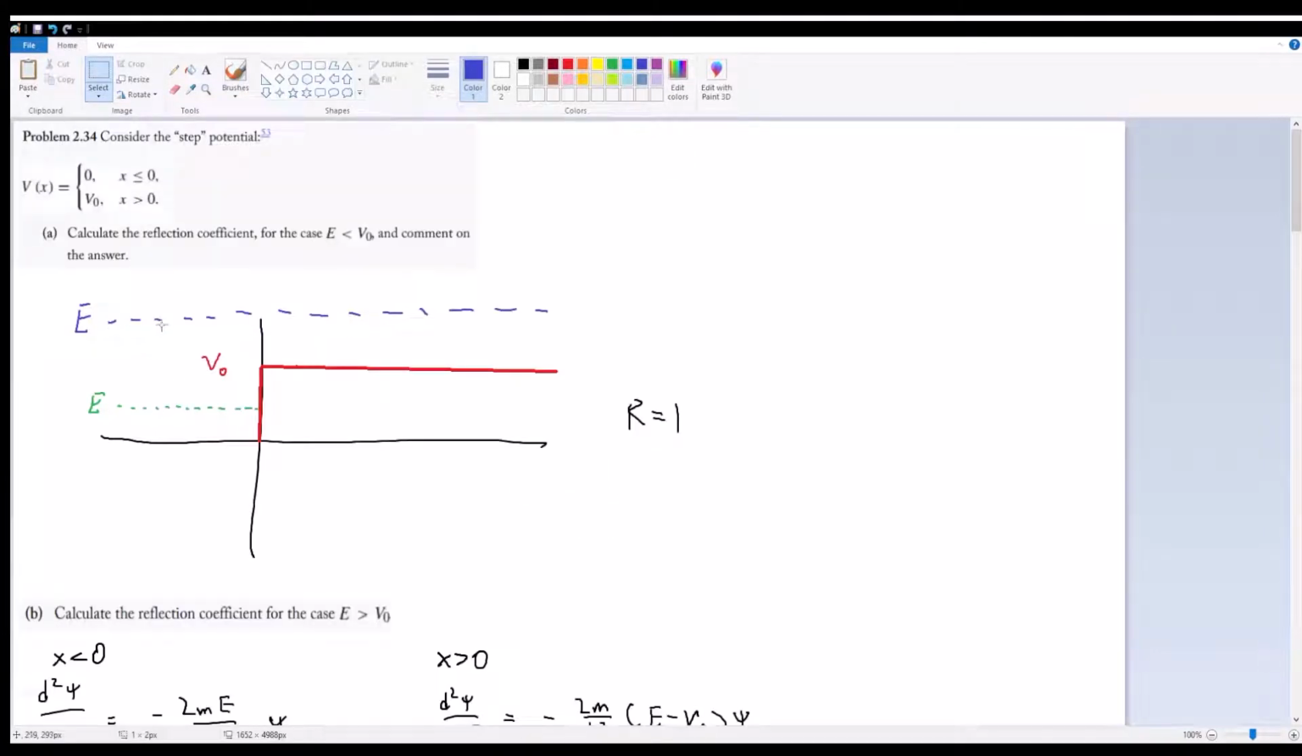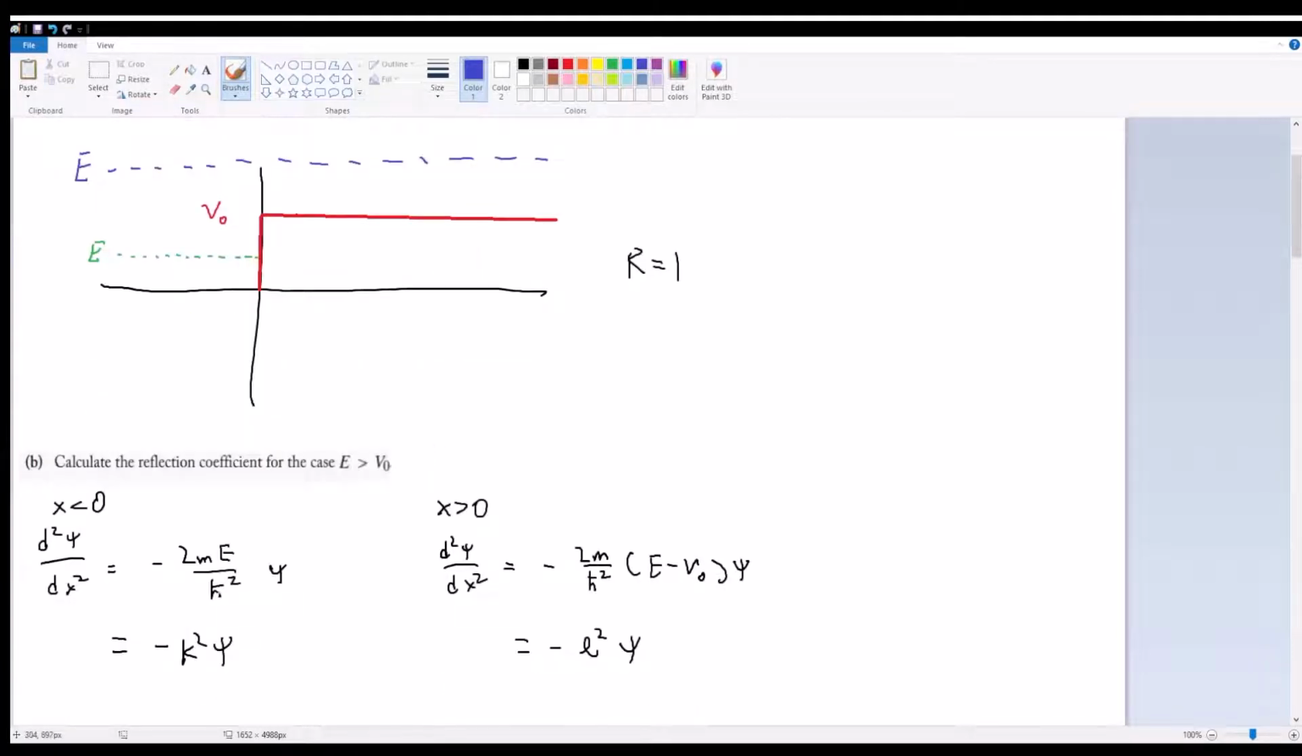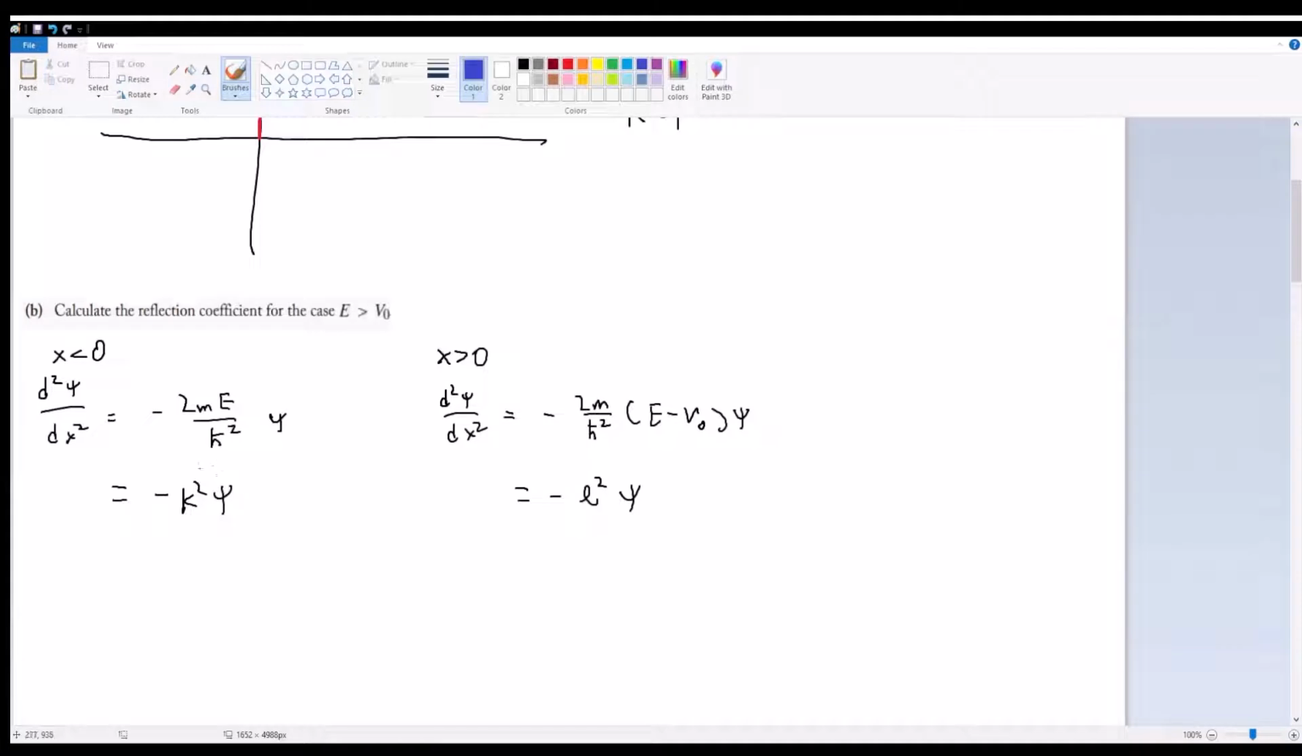So what we have now is that the energy is always bigger than this barrier. This is effectively just a free particle, but we have two different floors, one to the negative side and one to the positive side. So the way we solve it is we solve it like a free particle, except we have two different sort of constants here.